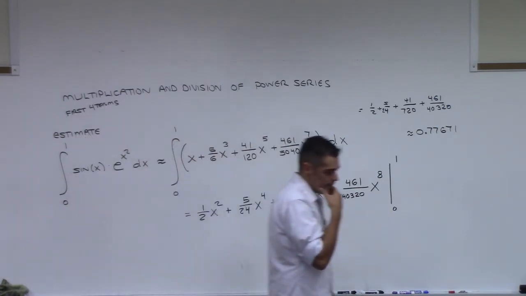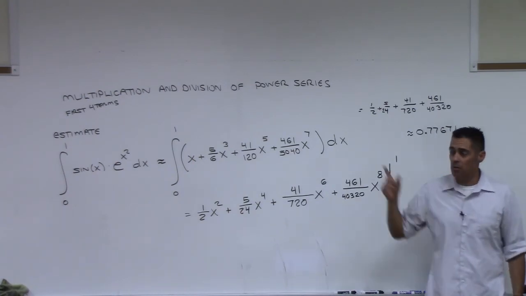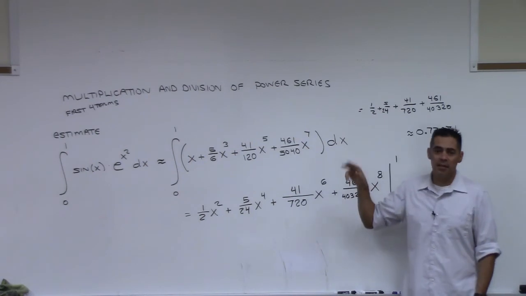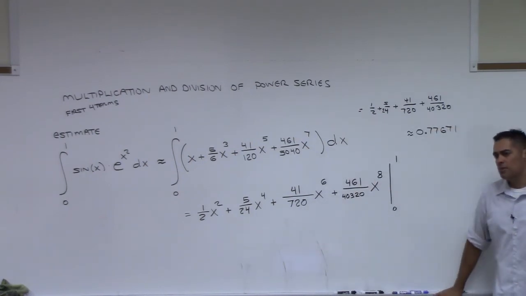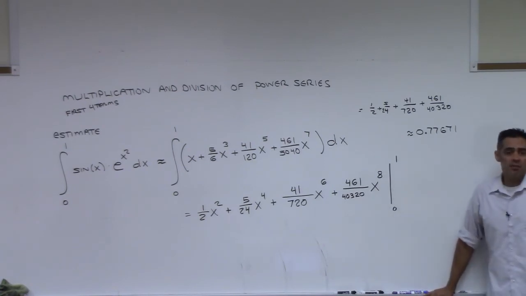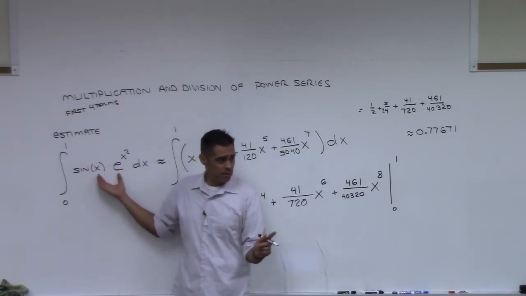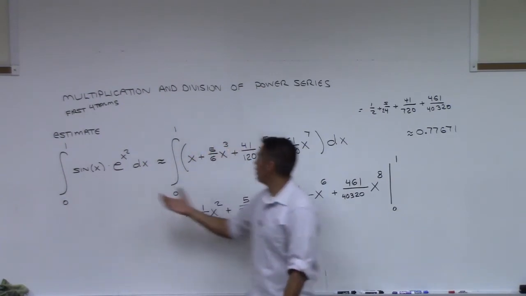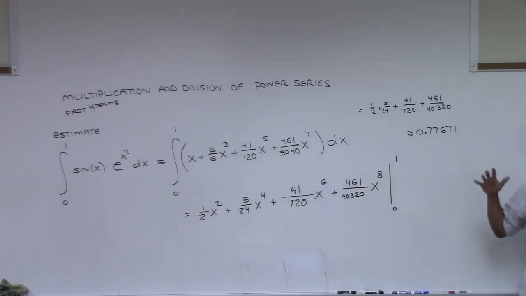All right? So on your final, if I tell you to estimate an integral, I will tell you to estimate the integral using the first so many terms. So on this example I would have said, estimate this integral using the first 4 terms of the series. So you would first have to find the series, doing the multiplication. Once you found the first 4 terms, you'd bring it in here, do your integration and get a decimal approximation. Okay?